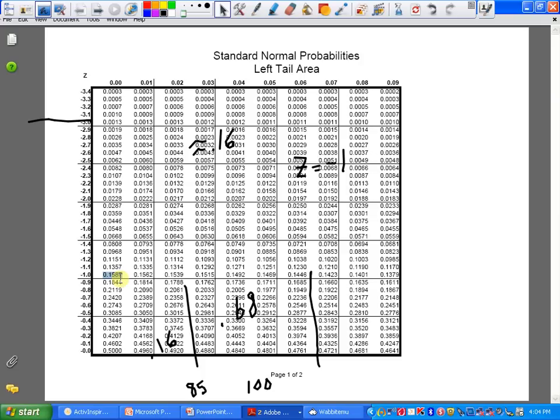Close to 16%, which is what we got from the empirical rule. And this is a more accurate answer, about 0.1587. That's the probability of getting someone who scores an 85 or less on the IQ test.